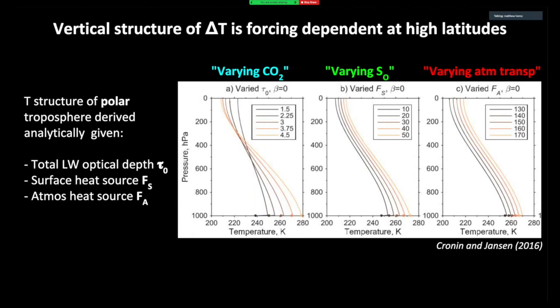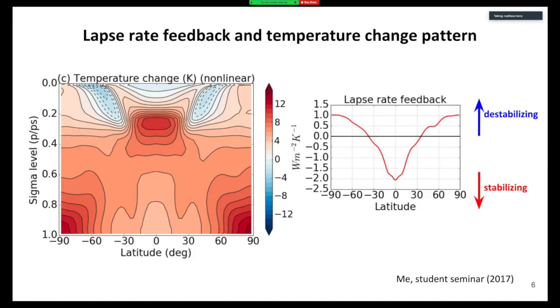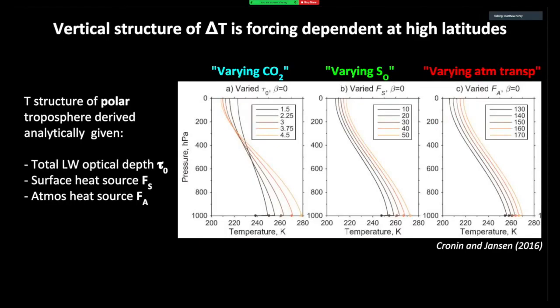One of the key things about the lapse rate feedback in high latitudes: we understand quite well what happens in the low latitudes in the tropics, because the vertical structure of temperature change follows the moist adiabat. So given a certain temperature and surface humidity, you can determine the whole vertical structure of temperature. So that's quite clear, but at high latitudes we have a different story. The vertical structure of temperature change is forcing dependent.